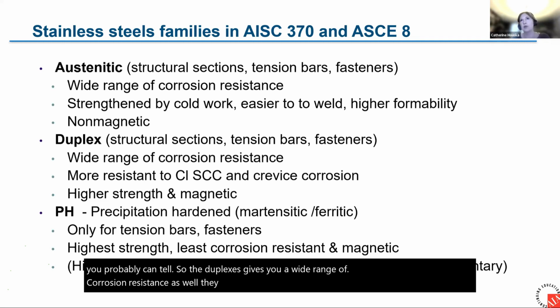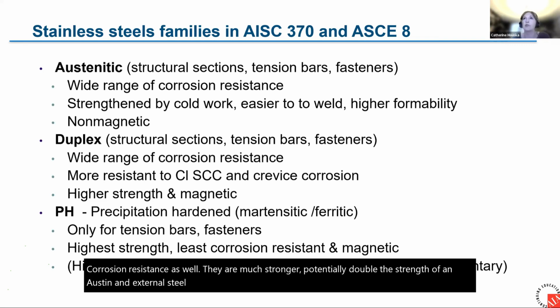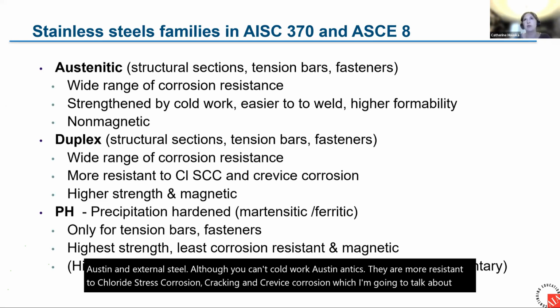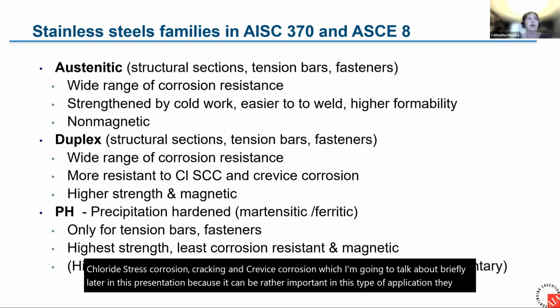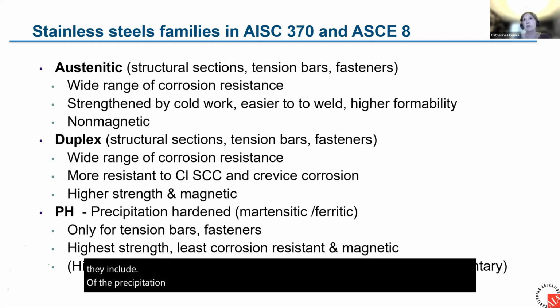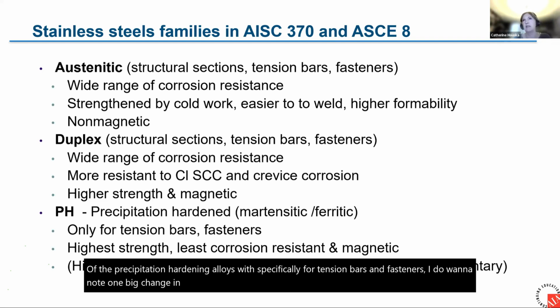They are much stronger, potentially double the strength of an austenitic stainless steel, although you can cold work austenitics. They are more resistant to chloride stress corrosion cracking and crevice corrosion, which I'm going to talk about briefly later in this presentation, because that can be rather important in this type of application. They include the precipitation hardening alloys, but specifically for tension bars and fasteners. I do want to note one big change in ASCE 8 is the addition of duplex stainless steels.